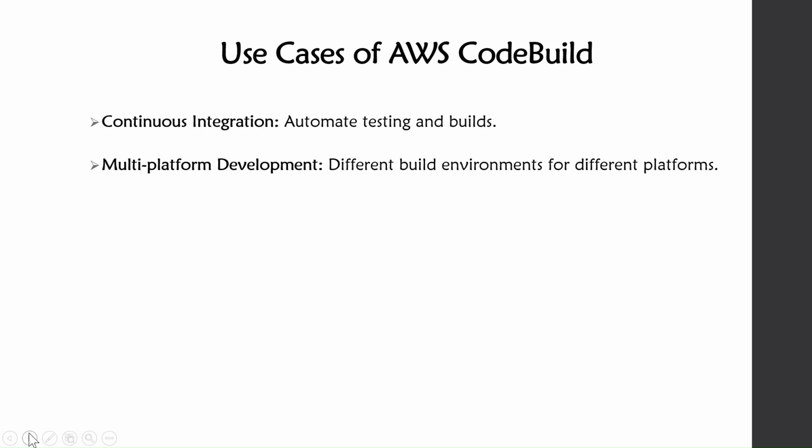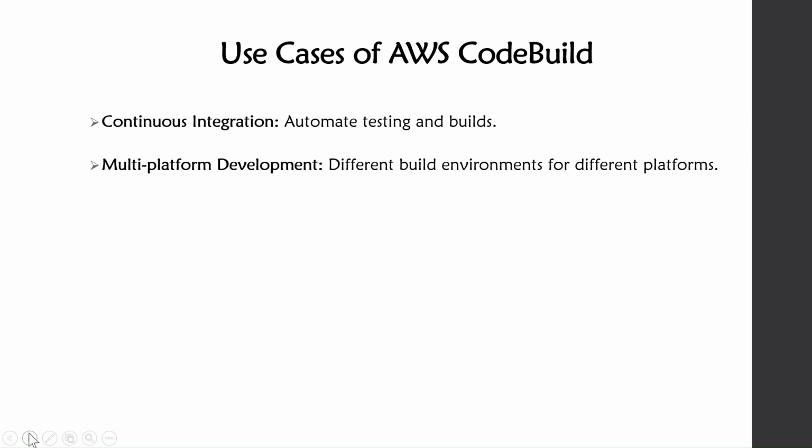CodeBuild supports multiple programming languages and can be customized with Docker containers to handle different build environments for various platforms. For example, a deployment team working on Android, iOS, and web applications can use a different build environment for each platform within the same project. AWS CodeBuild provides the flexibility to build, test, and package software for multiple operating systems, frameworks, and languages, helping streamline multi-platform deployment.